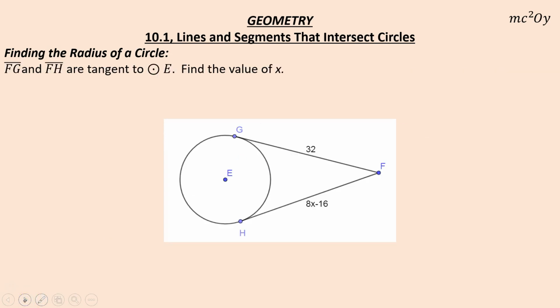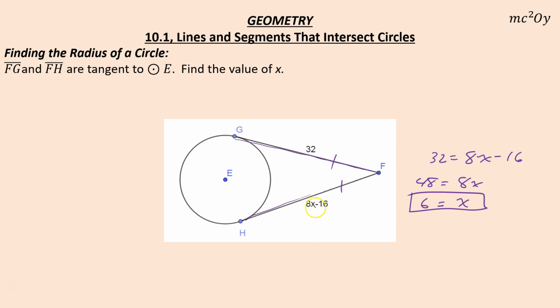One more problem. FG and FH are tangent to E. Find the value of x. Well, if this is tangent and this is tangent, that means they're congruent. They're from an exterior point, tangent to the same circle, so we know that 32 is equal to 8x minus 16. So 8x, add 16 to both sides, equals 48. Divide by 8, x is 6. You can plug it in to make sure it works. 8 times 6 is 48, minus 16 is 32.